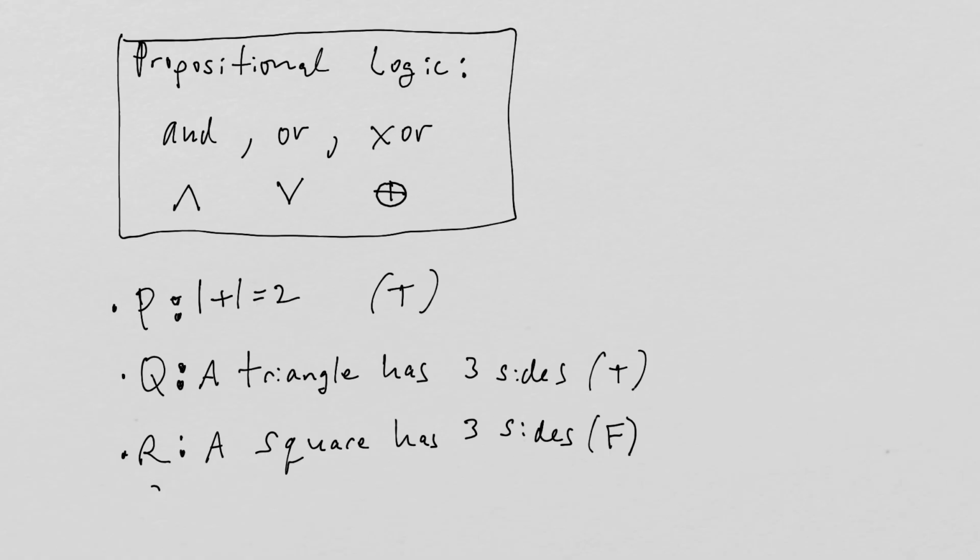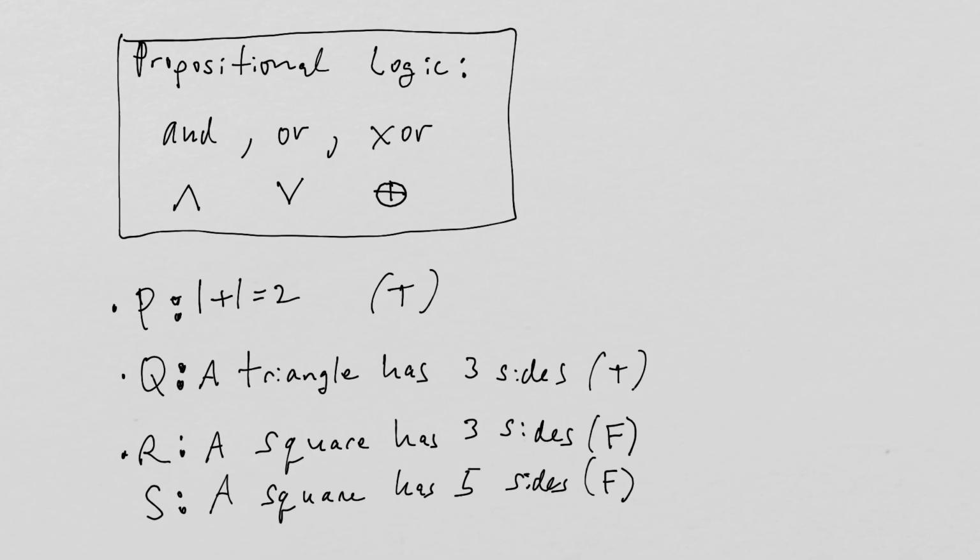I think I want to throw in a fourth statement that's also false. Let's say a square has five sides is also false. Now we can create more complicated statements that in some ways combine simpler statements like these four.